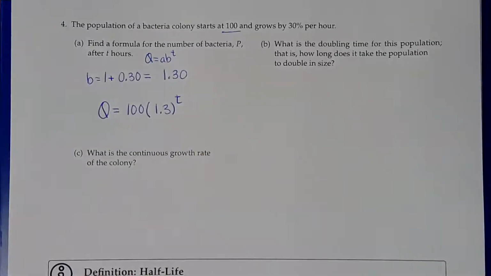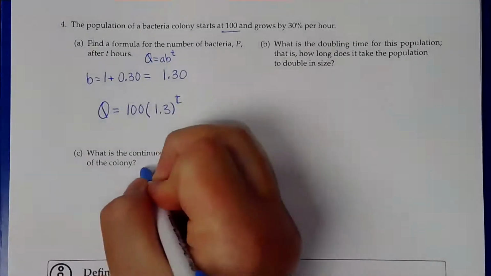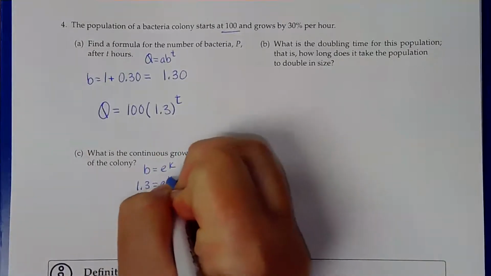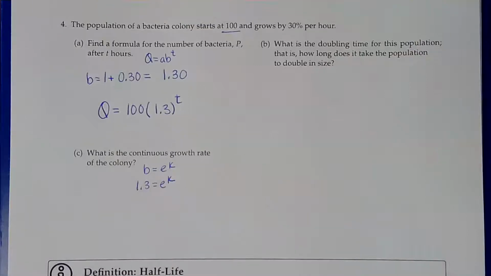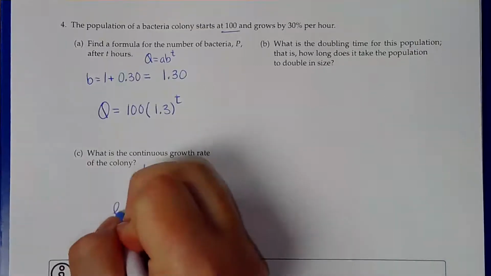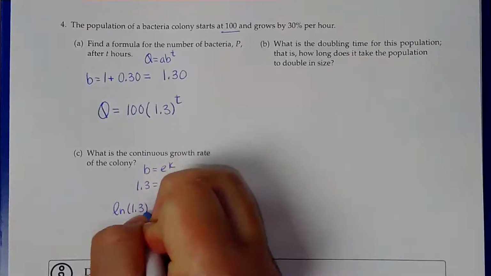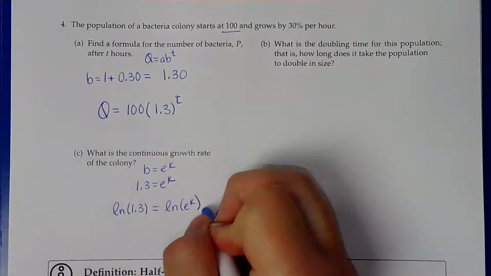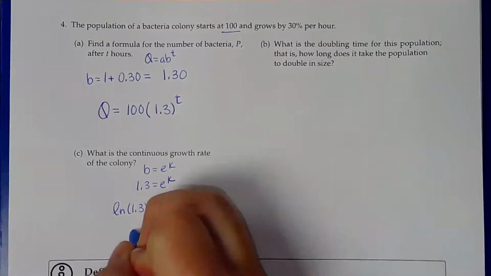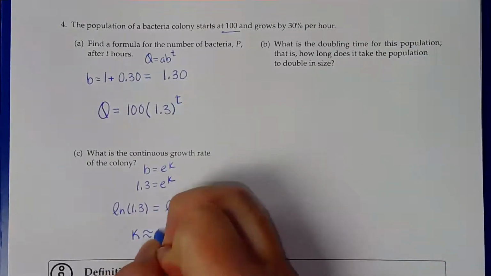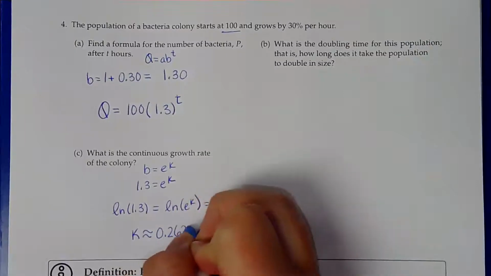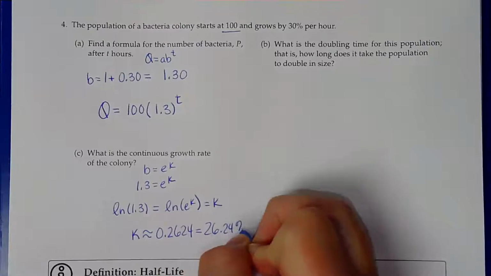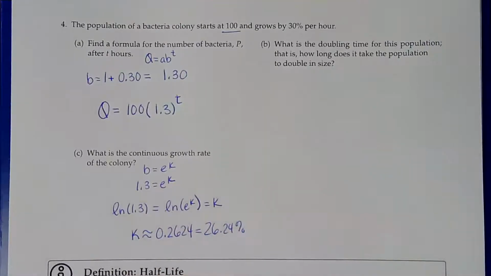And then to get our continuous growth rate, we know that B is equal to e to the k. So 1.3 is equal to e to the k. And I'll apply the natural log to both sides here. And when I do that, that natural log of e to the k, since ln and e are inverses, just gives me k. So k is approximately equal to 0.2624 or 26.24%.